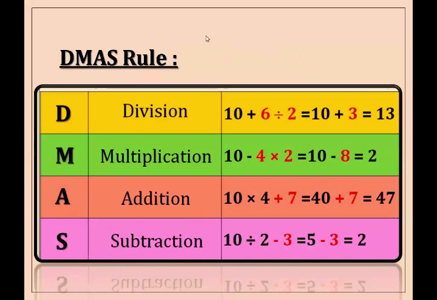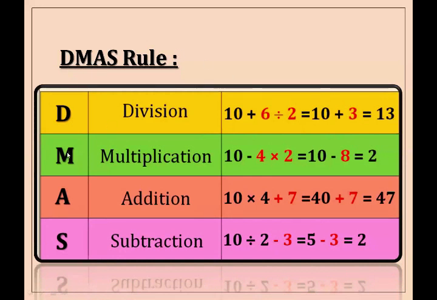How do we follow the Demar's rule? Here D stands for division. How do we apply that? If we have a question like 10 plus 6 divided by 2, firstly we solve the division in the given question. Here we solve 6 divided by 2 first, then we get 3. 10 plus is as it is here. Then at the end we add them. 10 plus 3 is equal to 13.